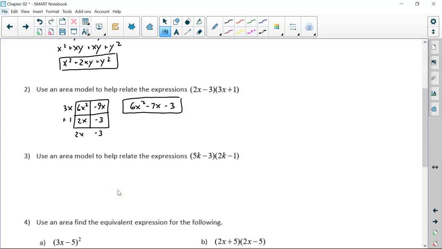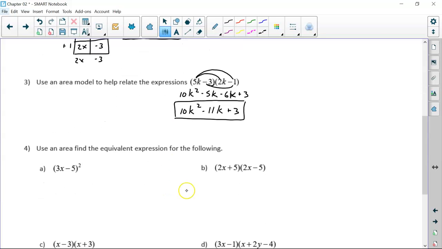Like I said, to me, it's more work than I think it's worth, so we're just going to multiply these the common way. Distributing the 5k, we're going to get 10k² minus 5k. Distribute the negative 3, we get minus 6k, and then plus 3. So that gives us 10k² minus 11k plus 3, and there is our equivalent expression.